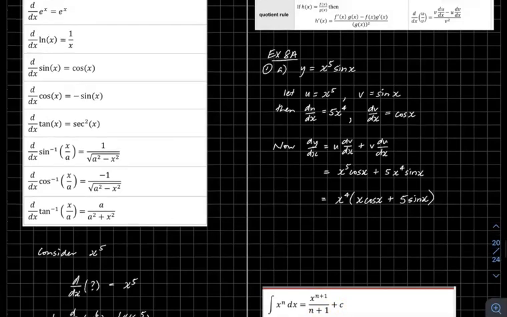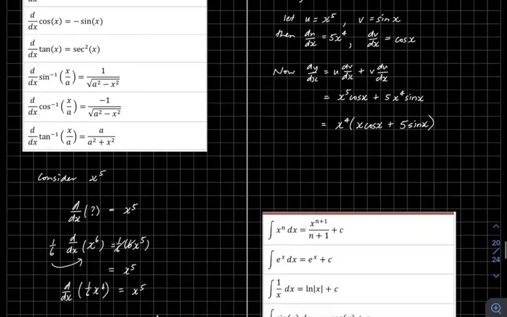So for example, here I know that the derivative of the natural log is 1 over x. So working backwards, I should be able to say the antiderivative of 1 over x is the natural log of x plus a constant. So that's the third line here. The antiderivative of 1 over x with respect to x is equal to the natural log of x plus c.